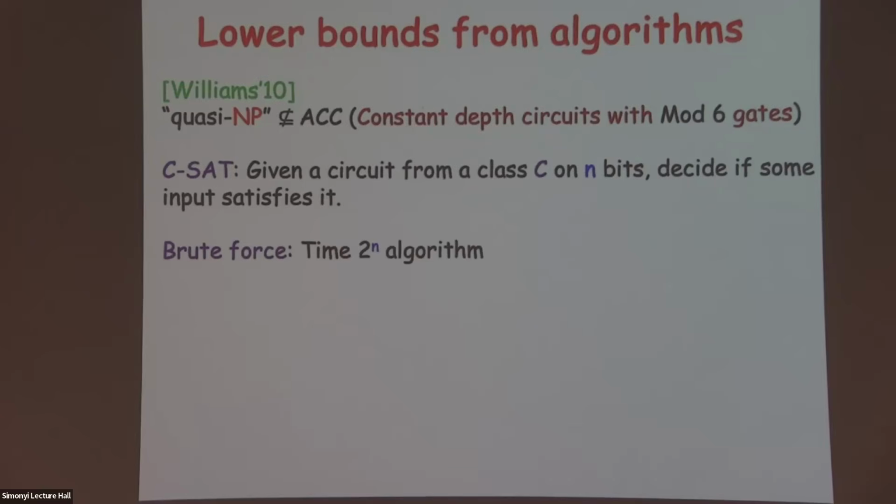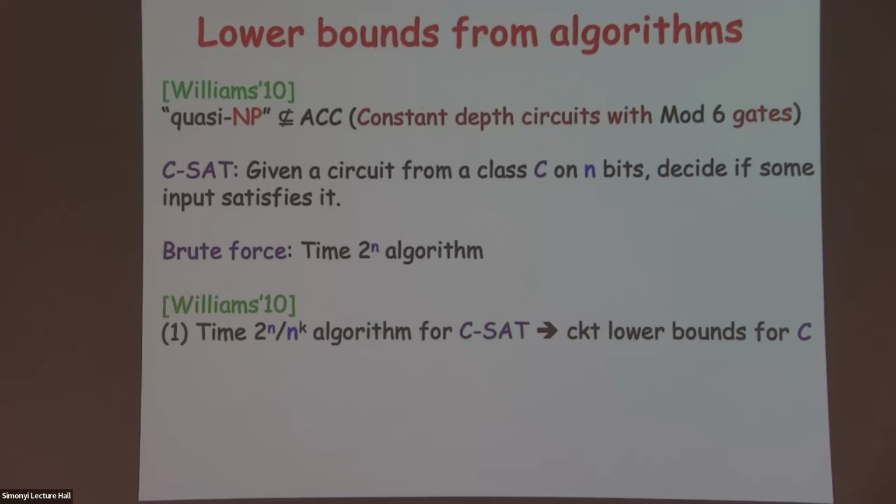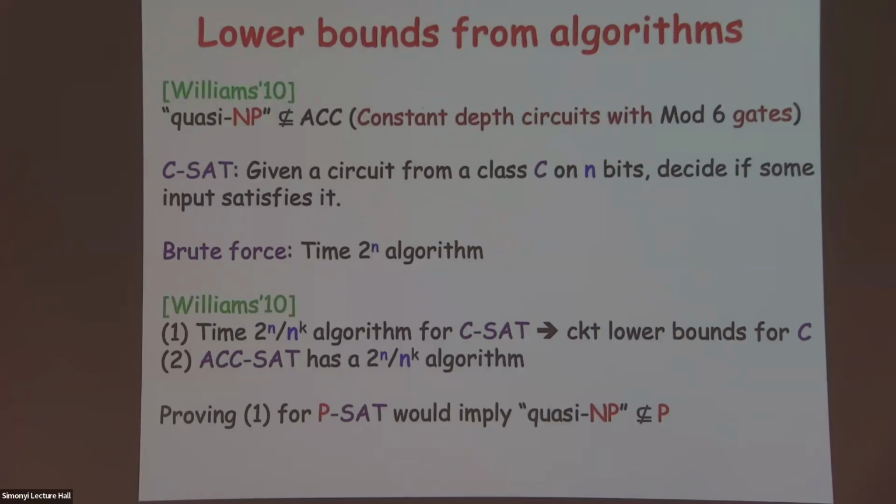And he said, suppose you have a better algorithm, better by a little bit. Suppose you beat the brute force just by a tiny bit, you shave a polynomial factor. It's really not much. If you do, then you get lower bounds against this class. And of course, he showed that for ACC circuits, there is such an algorithm. You can test satisfiability a little better than 2 to the n time, and therefore he gets his lower bound. That's a very different approach.